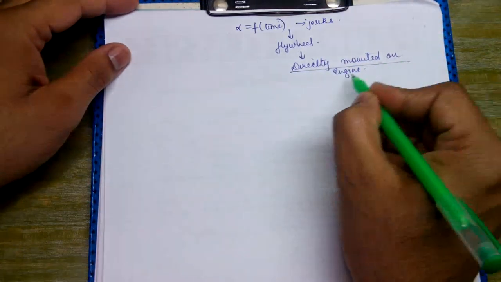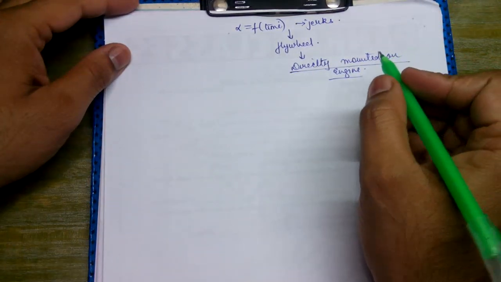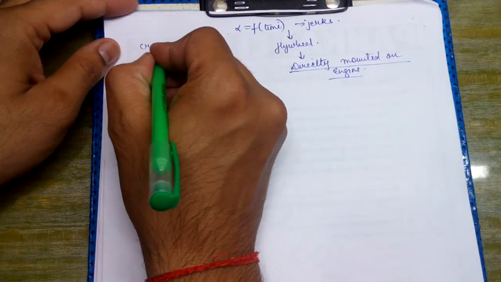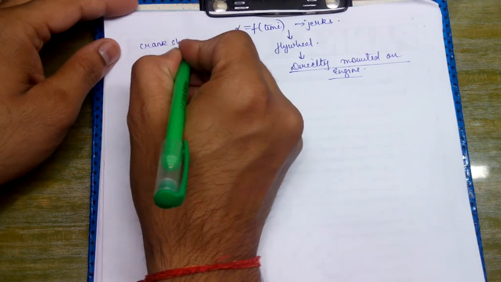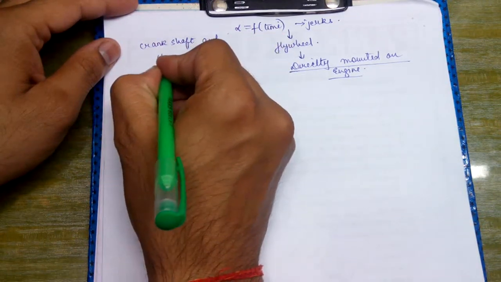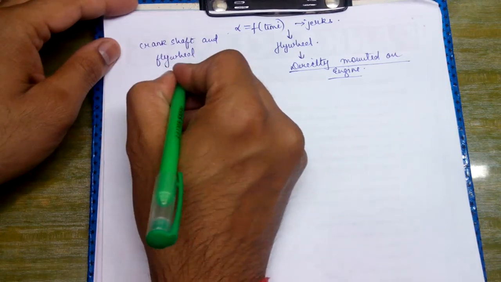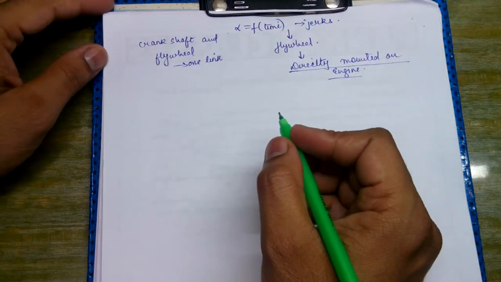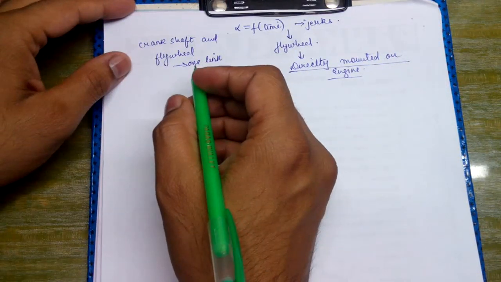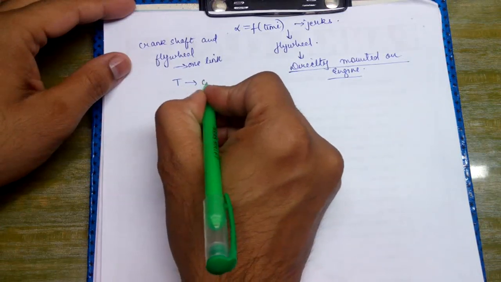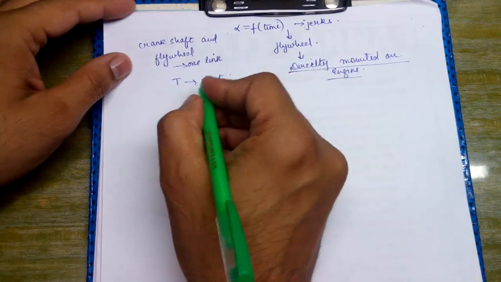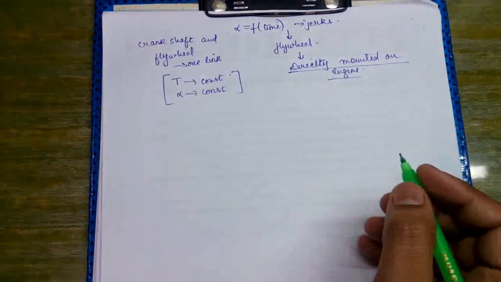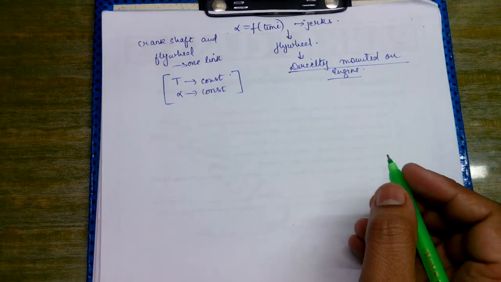So the flywheel is directly mounted on the engine, and hence the crankshaft and flywheel are treated as one link. They are generally treated as one link. So what the flywheel is doing is trying to maintain T as constant, so that the value of alpha can also be maintained constant and the jerks in a system can be significantly reduced.